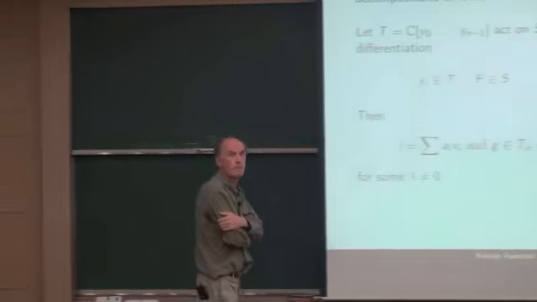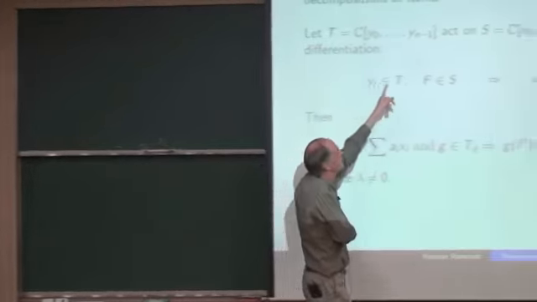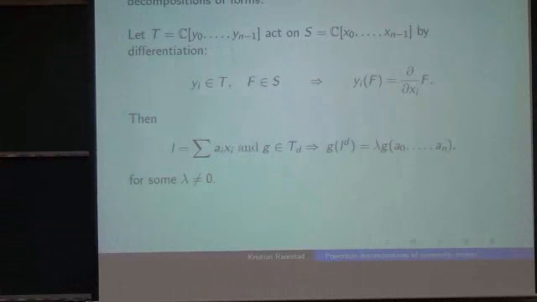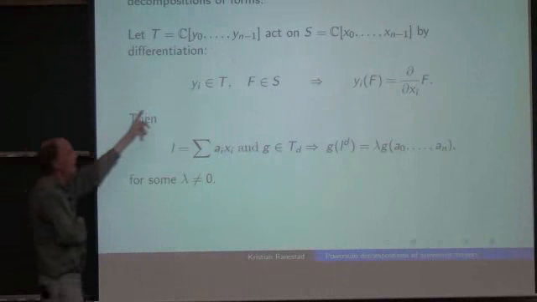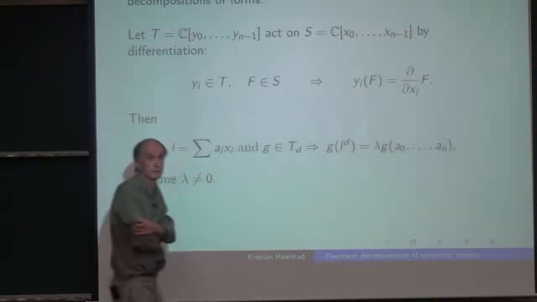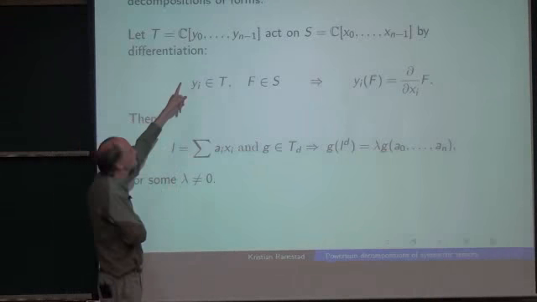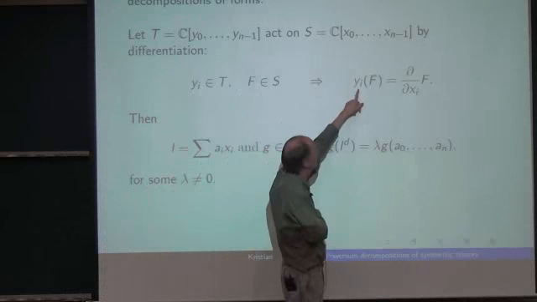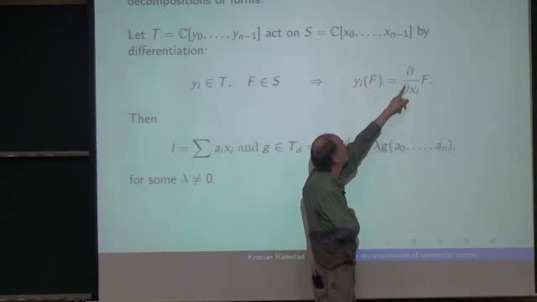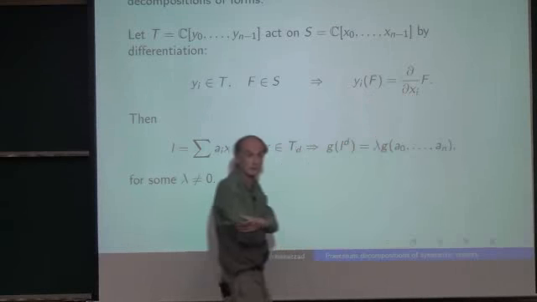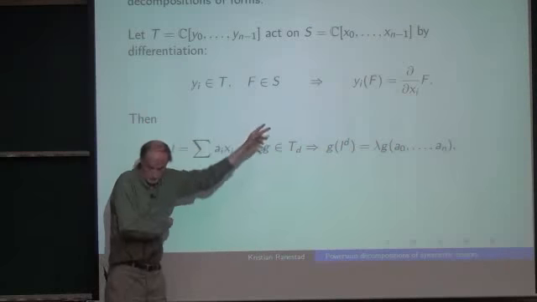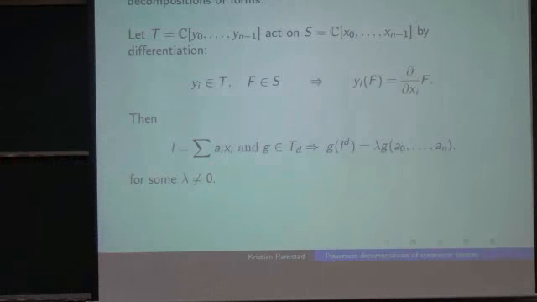So now, when I take two copies of the polynomial ring, S and T, and then I let this T act on S by differentiation. So any y_i applied to a polynomial f is differentiating with respect to x_i. And if I take a polynomial, then I just take the corresponding differential operator of the polynomial and apply it to f.